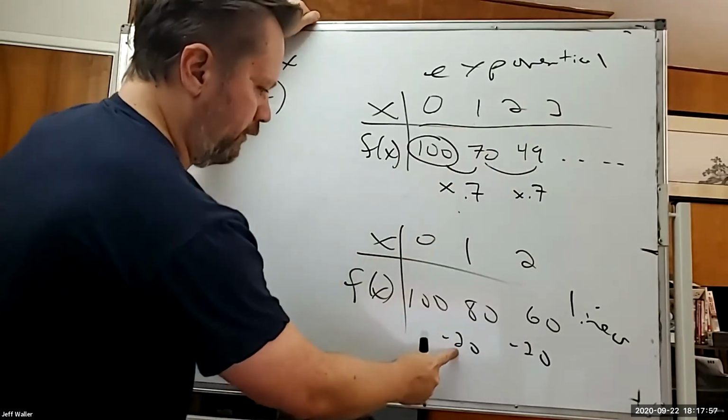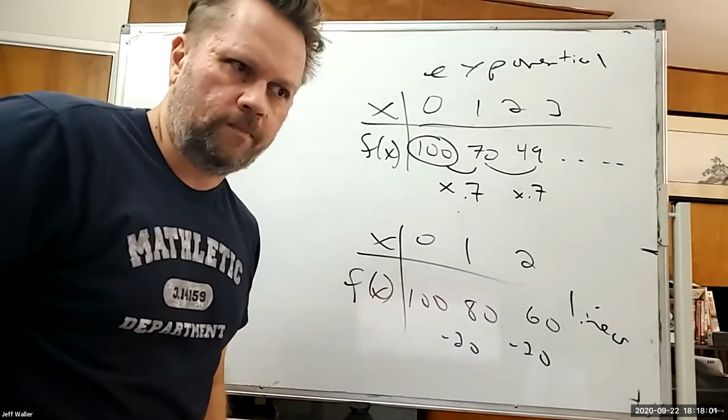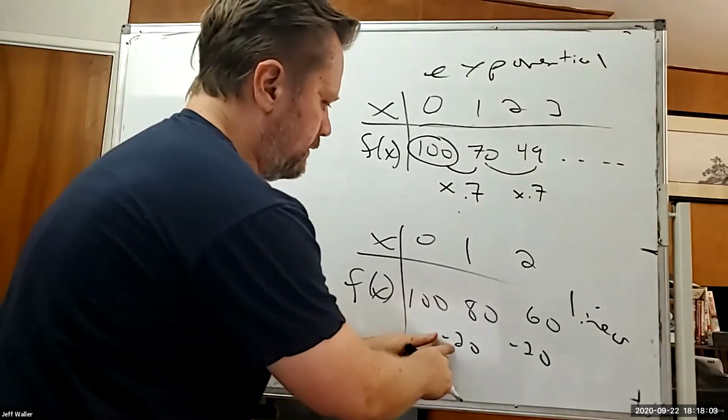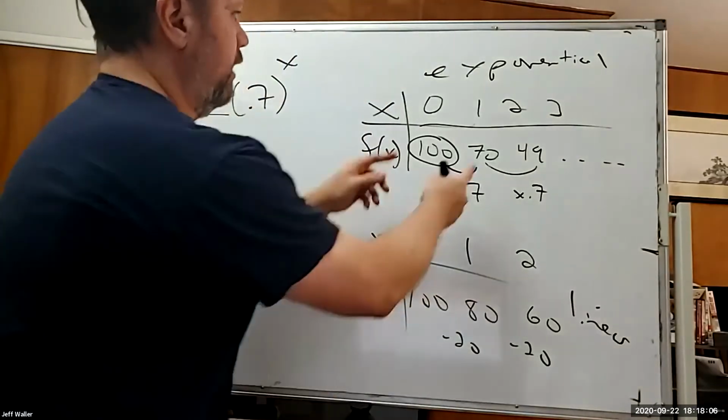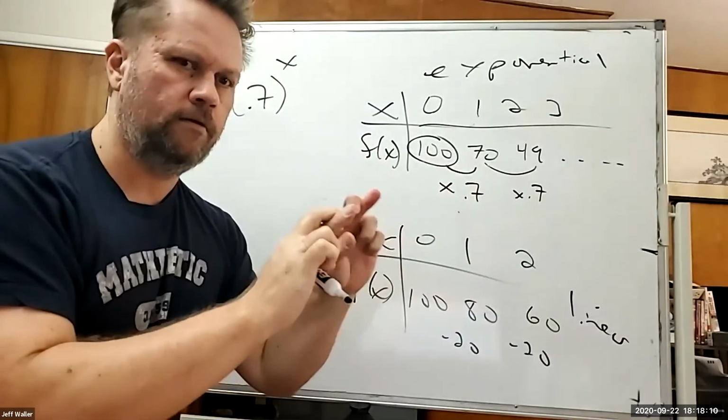So how did I figure out negative 20? 80 minus 100. So that's what I must have added to 100 to get to 80. So I got to do this divided by this to see how I move that way. I like it.